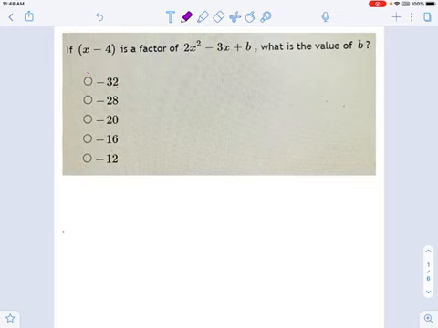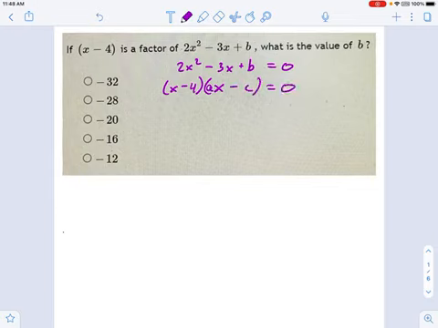The fastest way is to realize, if I were to rewrite this polynomial and set it equal to 0, and then factor it, okay, I'm told that x minus 4 is a factor, so that means it must be possible to write this thing in the following form. Here. Take a look at what I've done.